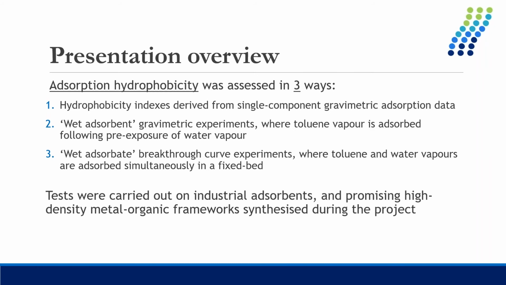We can also use these two machines to carry out wet adsorbent gravimetric experiments, where we adsorb a VOC, in this case toluene, after we pre-expose our samples to a certain level of relative humidity. That way, we're giving the water ample time to compete with the VOC before it's exposed. And finally, we're going to look at wet adsorbate, so it's the gas phase that's wet in this case.